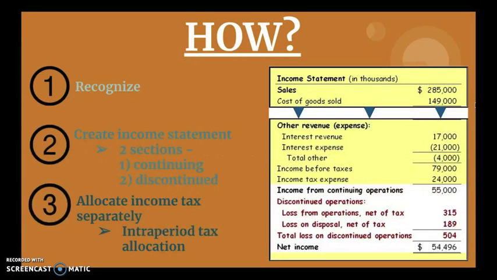The process of reporting these operations is very simple. First, we must recognize what's being discontinued. After classifying it as a discontinued operation, we must report it as one. The first step to this is creating an income statement like usual for your continuing operations. Next, you want to allocate income tax to both operations separately. This is known as intra-period tax allocation.